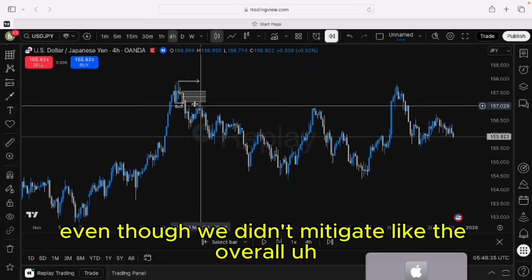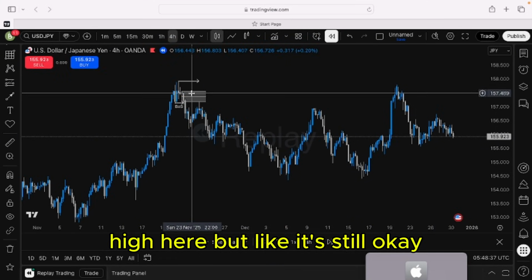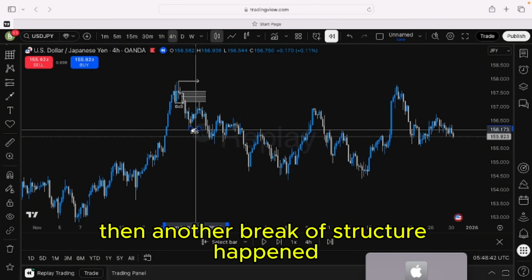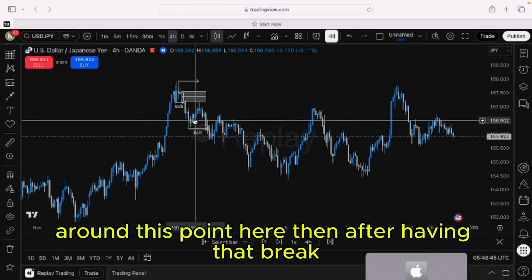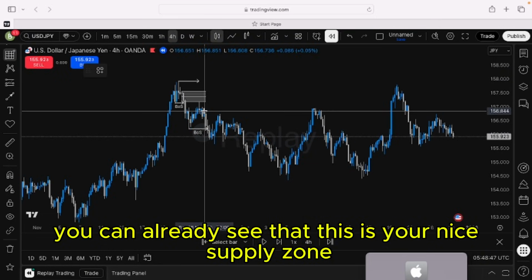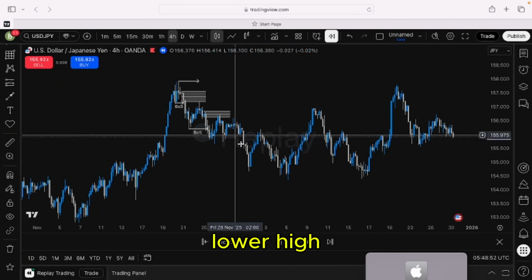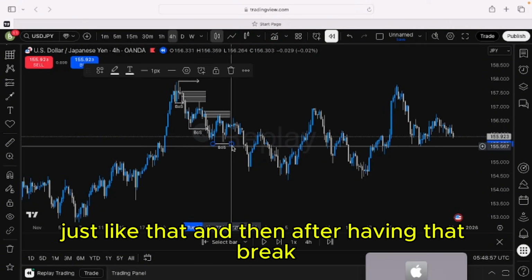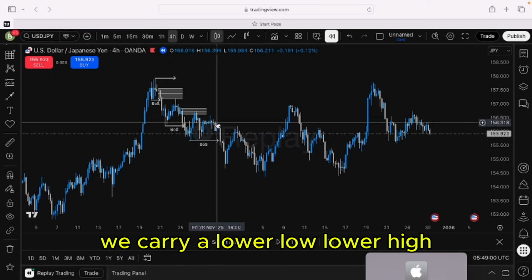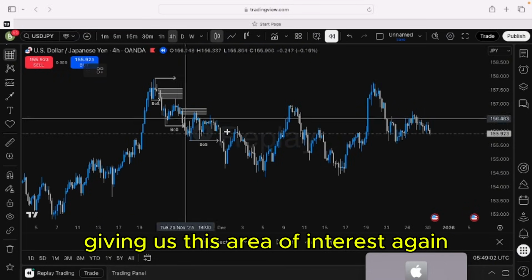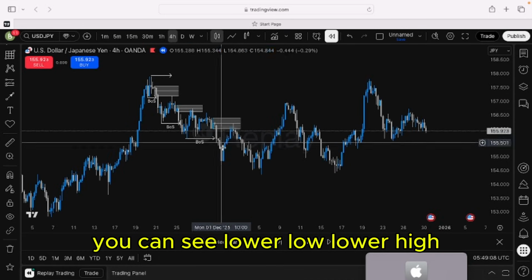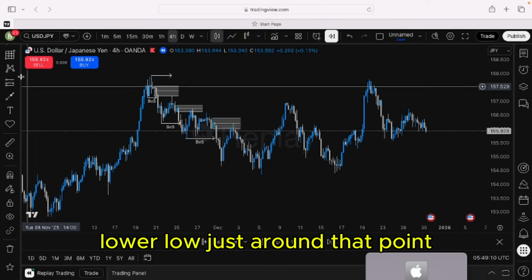Even though we didn't mitigate the overall high here, it's still okay. You can clearly see what was going on. Then another break of structure happened around this point here. After having that break, you can already see that this is your nice supply zone around that point. Then lower low, lower high, lower low, break of structure again to the downside just like that. After having that break, we get a lower low, lower high, giving us this area of interest again, the last candle that broke structure.